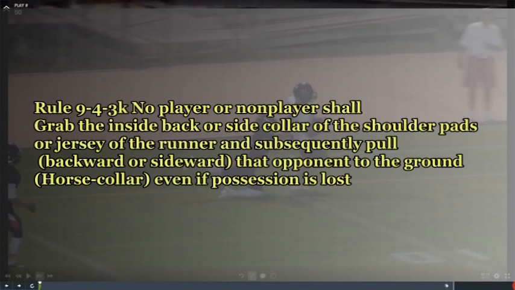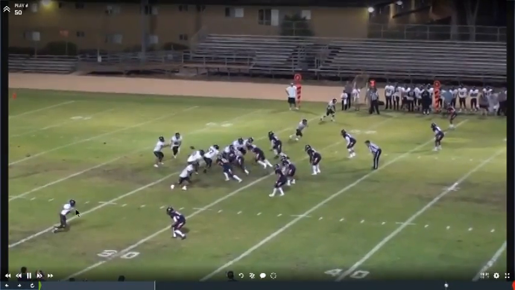The last component is that the horse collar must bring the opponent to the ground. That means if a defender grabs the offensive player by the collar and stands him up or delays him and he's subsequently tackled by a teammate, that's not a horse collar. If the defensive player grabs the opponent by the collar and lets him go and subsequently tackles him, that's not a horse collar either. So let's take a look at this play.